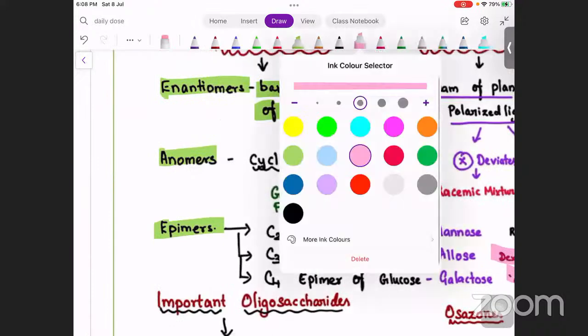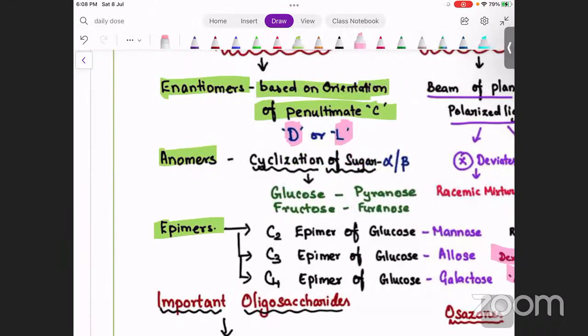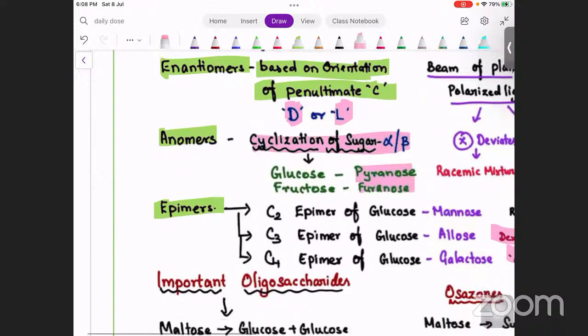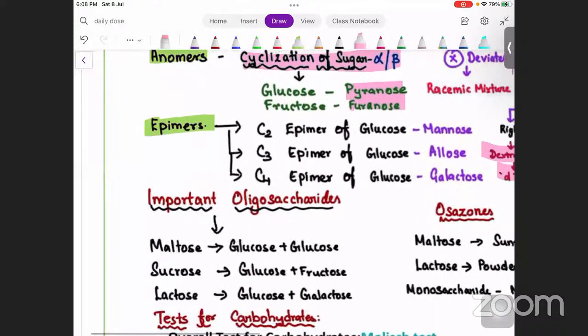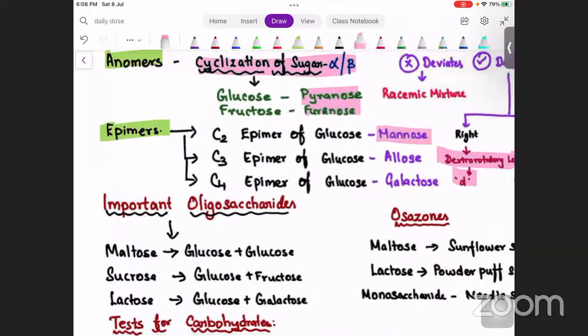Then you have the cyclization. Cyclization of your sugar gives anomers, where you get alpha and beta forms. The ringed or cyclized structure of the sugar, especially glucose, is so called as pyranose, while fructose is so called as furanose. That's the thing they may ask in FMGE when they are checking the basics of carbohydrates. Then you have the epimers. C2 epimer of glucose is mannose, C3 epimer of glucose is allose, and C4 epimer of glucose is galactose.